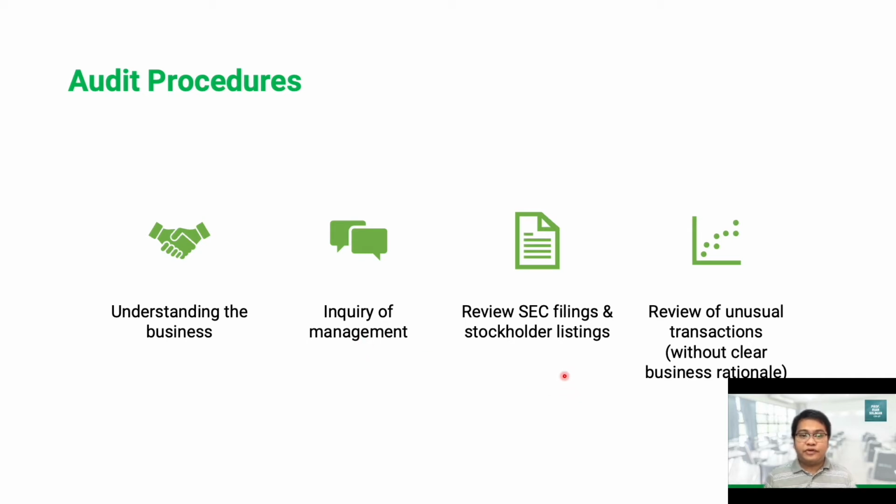We can also review SEC filings of our client and the stockholder listing, because remember, related parties are not just limited to companies. It could also be a major shareholder or stockholder, or even a family member of an investor or shareholder. So we have to consider that also. And we can also review unusual transactions. For example, those that lack business rationale or purpose, we have to consider that because that could also lead to a possible related party transaction.